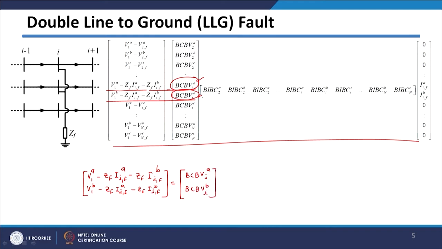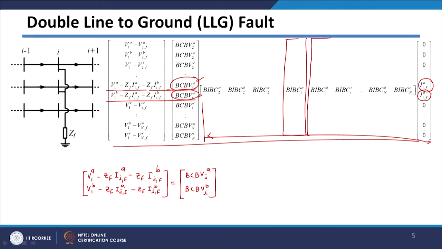And if you see this matrix part here, from here to end, there are only two non-zero currents, this and this. Because of that, only the columns corresponding to these two currents matter. This column corresponds to fault current in A phase and this column corresponds to fault current in B phase. All other columns, if you observe, are getting multiplied by 0.